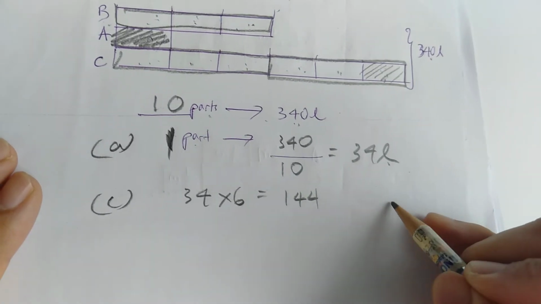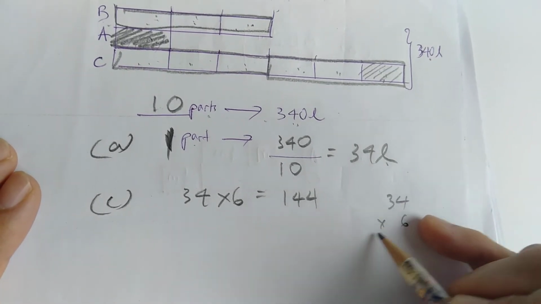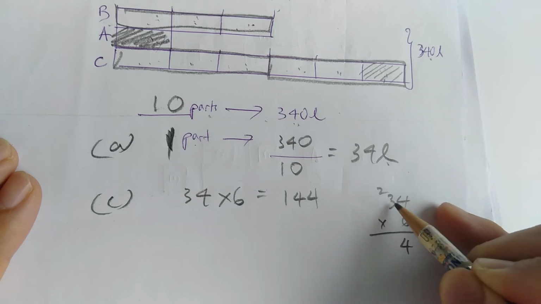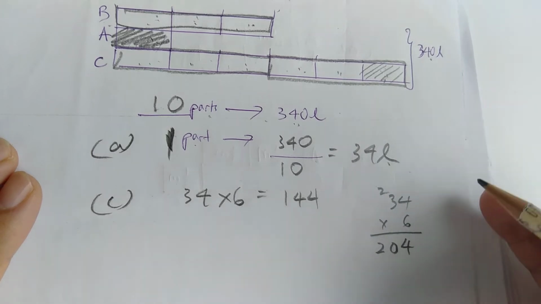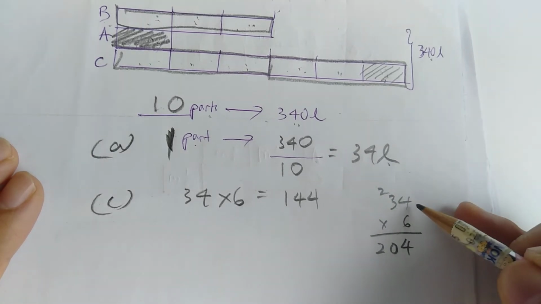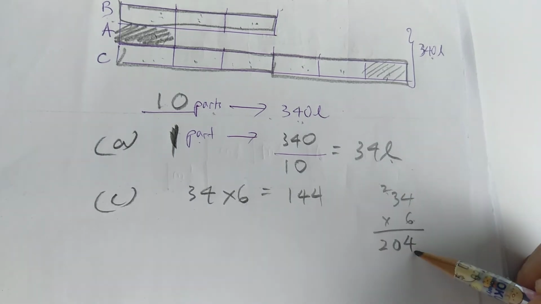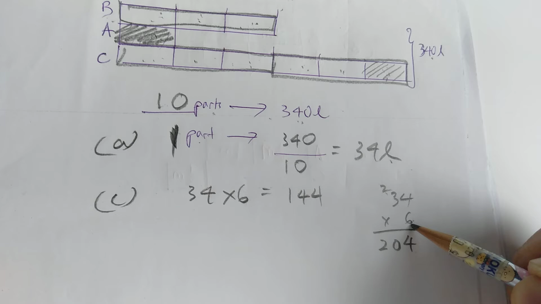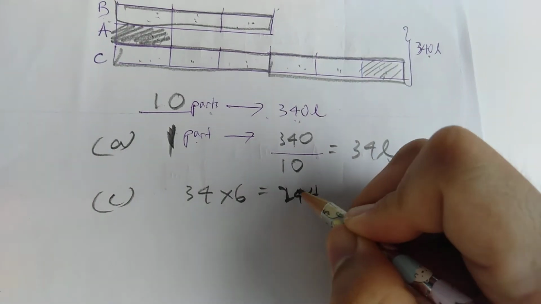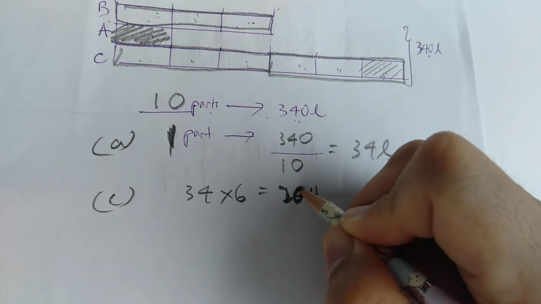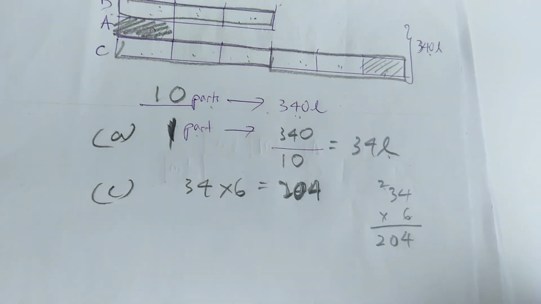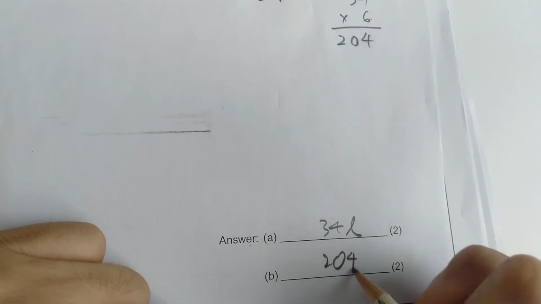And you have 144. Let's double check my mental sum. Oh, I got it wrong, okay? So it's good to do along your working. 4 times 6, 24. Alright, so 3 times 6, 18 plus 2, 20. So it should be 204. Okay, so 204 liters.